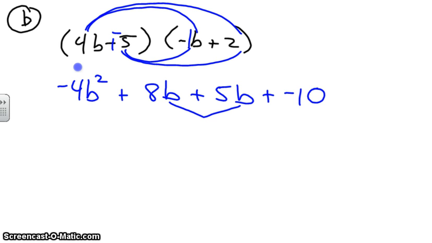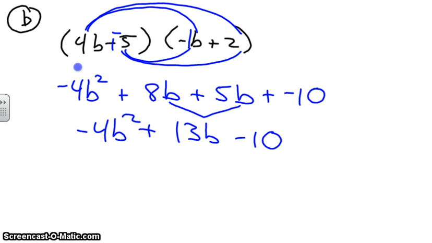Here they are again in the middle. And what is 8b? 8 boats plus 5 boats. 13 boats. We don't square it, we just call it 13 b's. So -4b squared plus 13b, and we can simplify and call that -10.